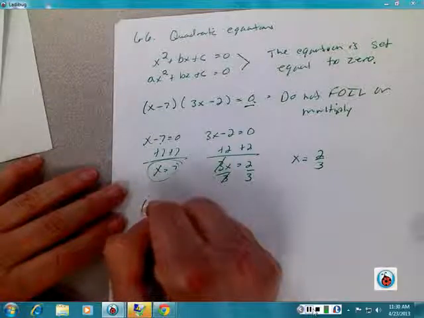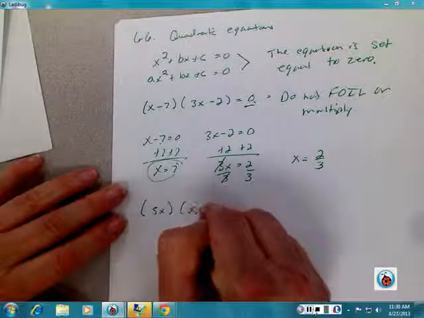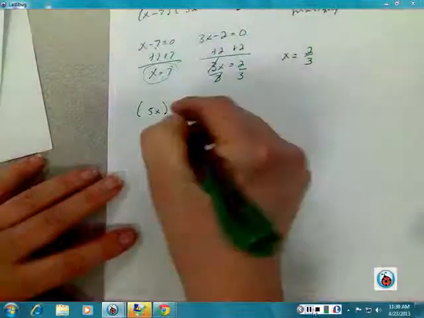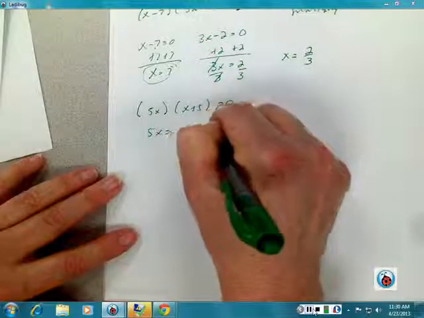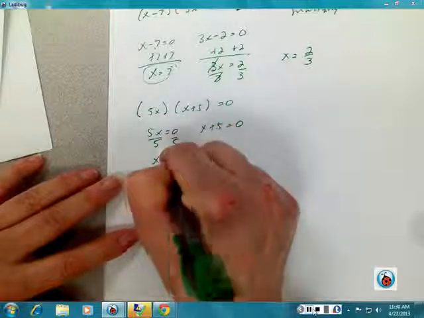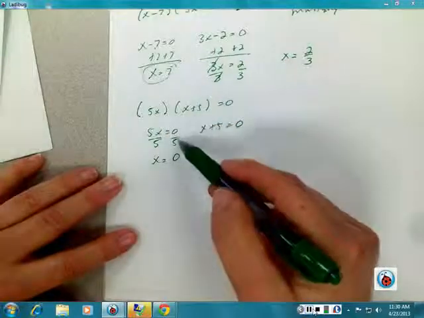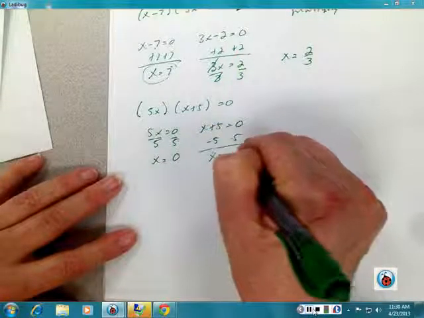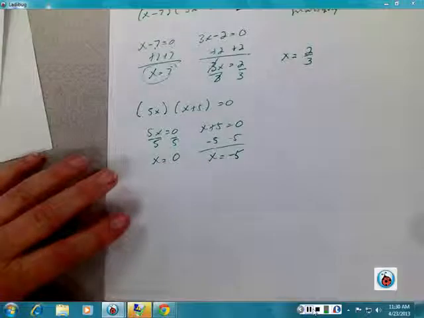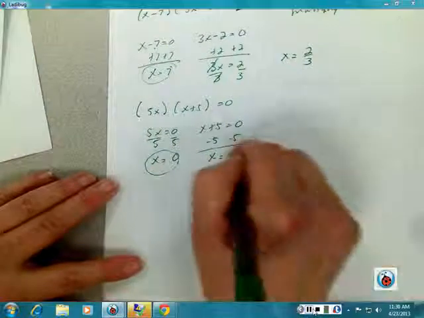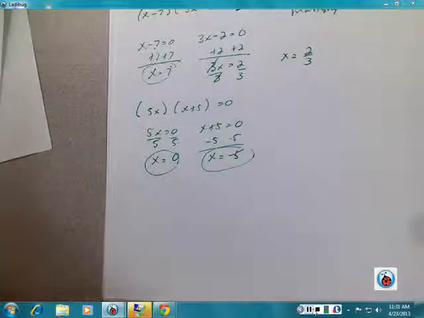Here's a second example. 5x times x plus 5 is equal to 0. For this one, same situation takes place. Because I take 5x, set it equal to 0, x plus 5 is equal to 0. Divide the first one by 5. Find x is equal to 0, because 0 divided by 5 is of course 0. Minus 5 from the second one, and find that x is equal to a negative 5 for that one. And so we have our two answers to this one as well. So x equals 0 and x equals a negative 5 are the solutions that we have for that one.